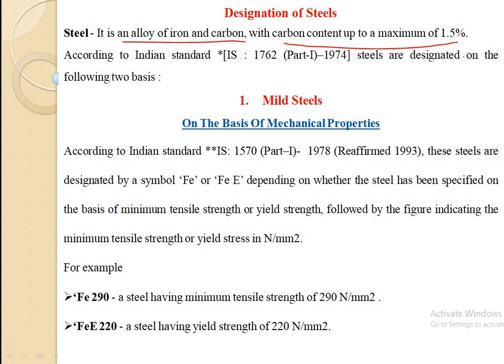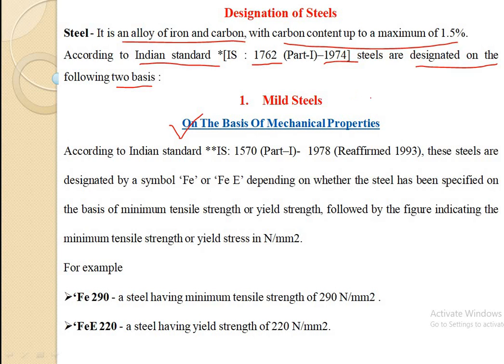Now, as we have studied the different types of standards in the last lecture, that is lecture number 9, according to Indian standards, IS codes, Indian Standard 1672, which was established in 1974, the steels are designated on the basis of two criteria. First is on the basis of mechanical properties and second on the basis of chemical composition. So according to this criteria, the steels are designated.